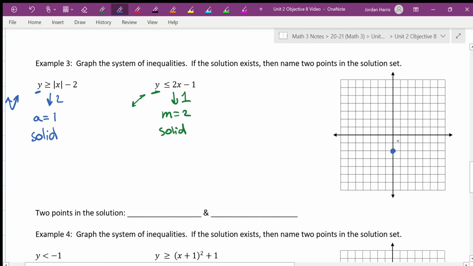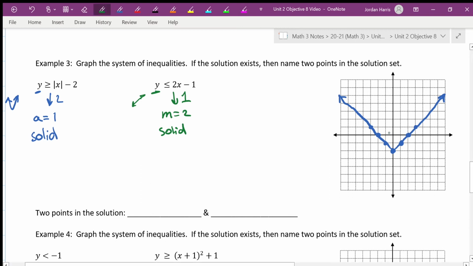Okay, so do the V shape first, down 2. And it's an a of 1, so up 1 over 1, up 1 over 1, making a V shape now, though. Notice you need to extend all the way to the edge of the axis because we need to be very specific with our shading.